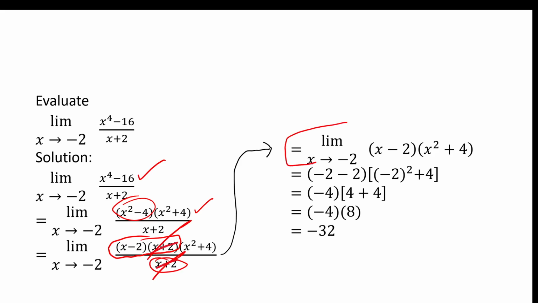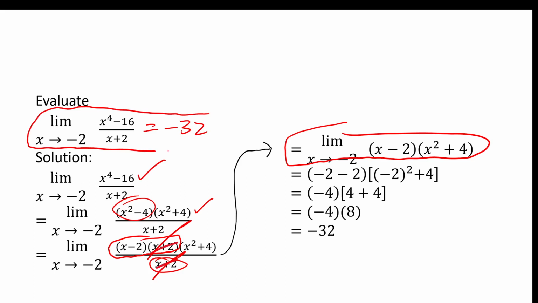So we actually can now say we've got the limit as x goes to negative 2 of (x minus 2) over (x squared plus 4). Plugging in an x value of negative 2, we can say we've got negative 4 over 8 ultimately, which is negative 1/2 times... giving negative 32 in the original form. So we can say that the answer, the limit as x goes to negative 2 of (x to the 4 minus 16) over (x plus 2) is negative 32.